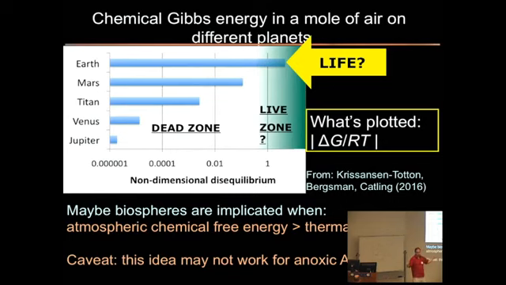And let's take a mole of air on Jupiter, a mole of atmosphere, and react that to equilibrium, and figure out how much useful energy we can extract, the Gibbs free energy. Call that delta G. The thermal energy is RT per mole. Divide by RT, make it non-dimensional. And we plot that out.